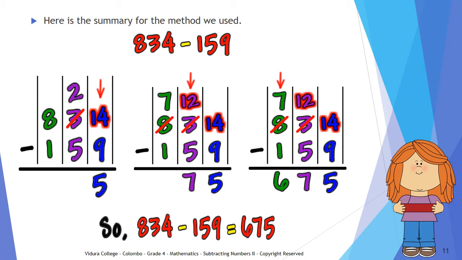834 minus 159. Can you subtract 9 from 4? We can't. As we can't subtract 9 from 4, we are going to ask 1 from 10 side. So 1 side becomes 14 now. Can you subtract 9 from 14? Yes, of course. So what is the answer? It is 5, right? Now we have finished with the unit side.